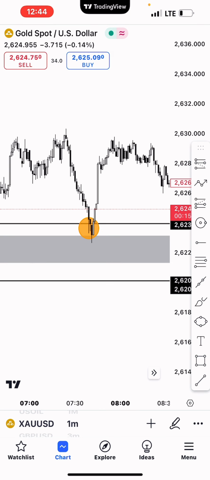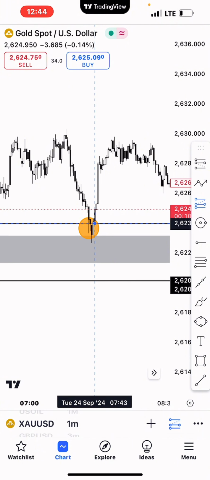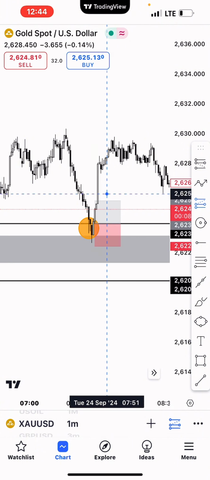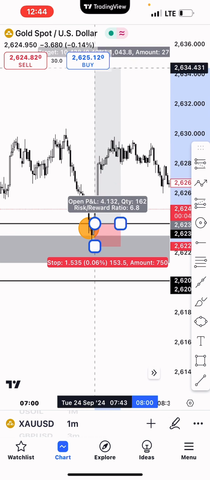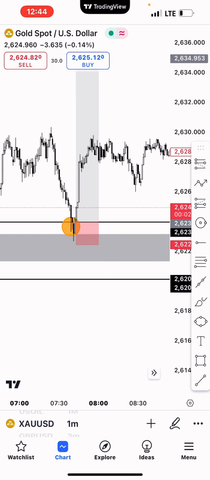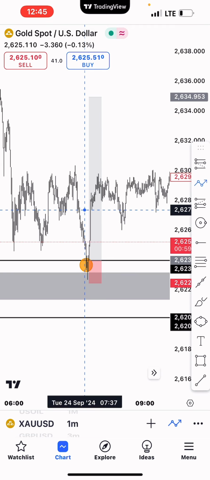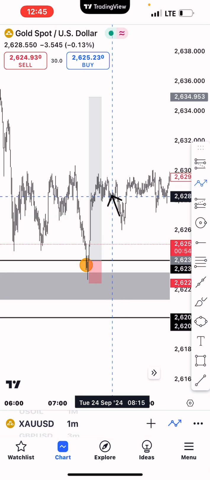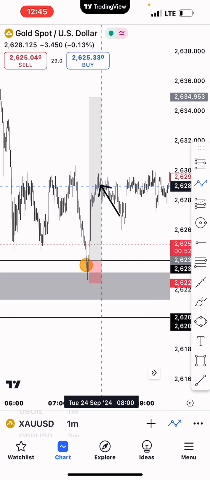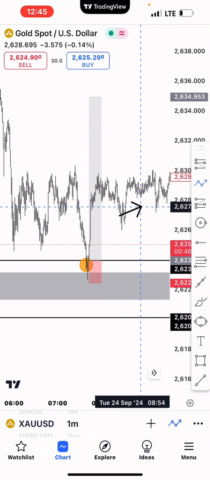I had my first entries in, and then stop loss just slightly below that area, and then I started adding more entries around this area here. Okay, and then my stop loss was already moved to break even, as you guys will see in the video.